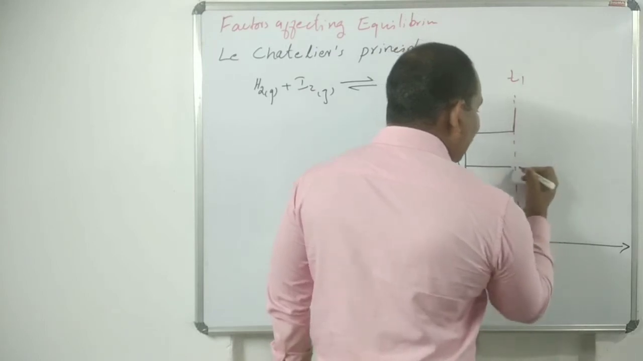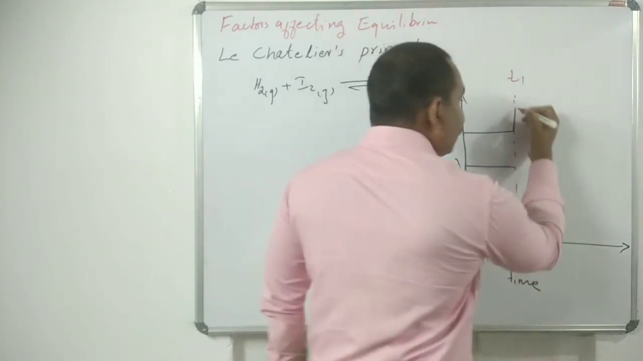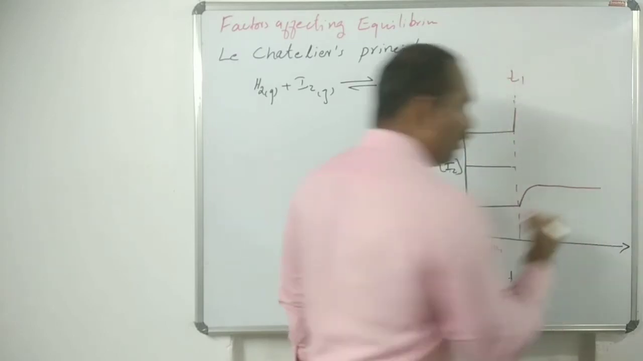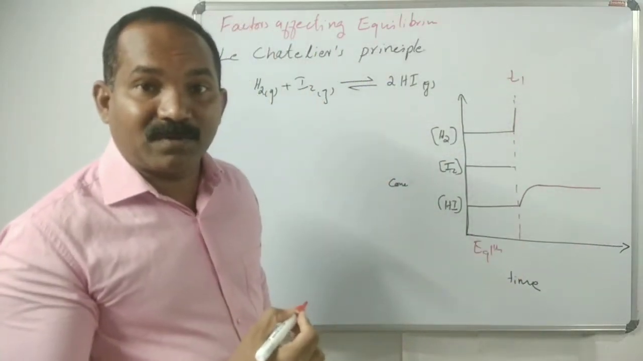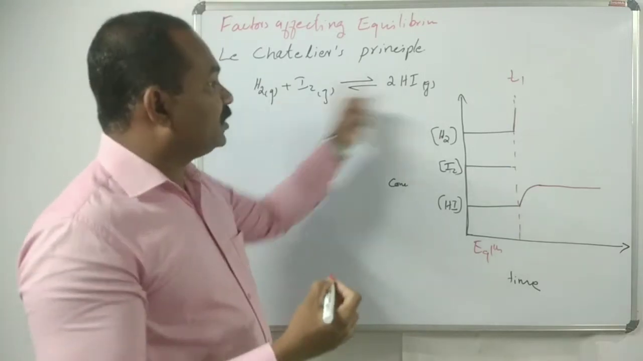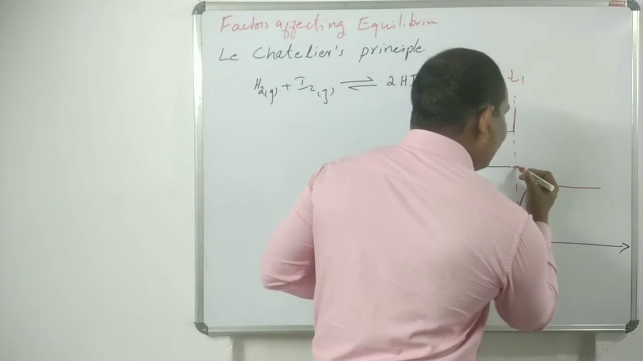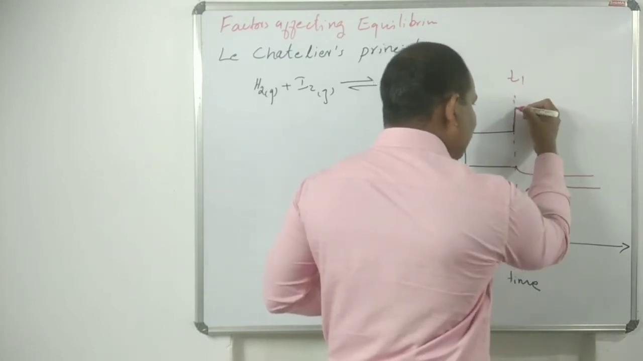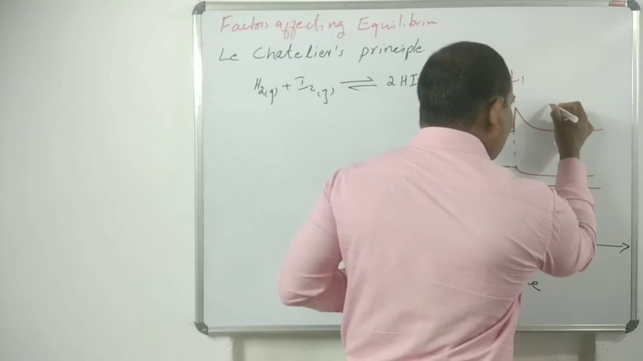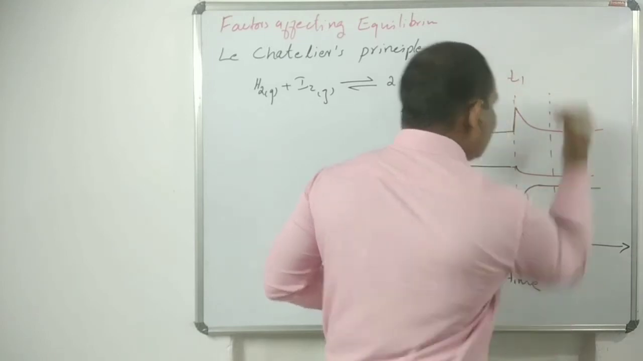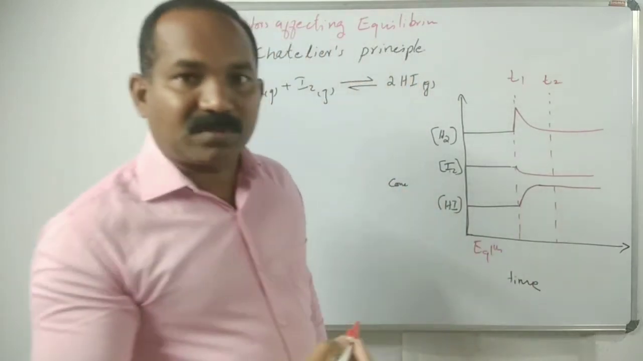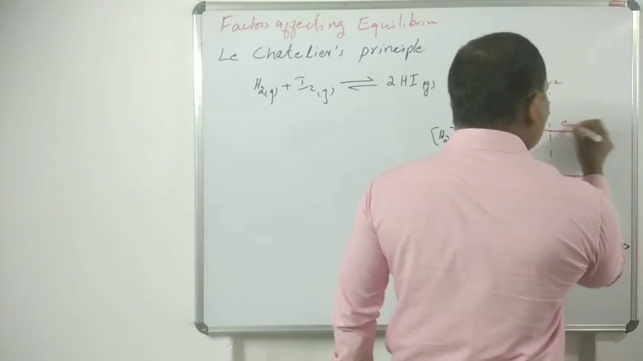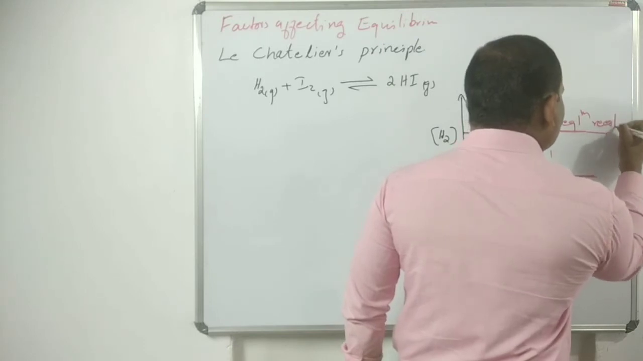Then more hydrogen iodide is formed. The equilibrium is shifted to the right side, and the amount of iodine decreases. Also, the concentration of hydrogen increases at a particular stage, then it also decreases. Now, after some time, this is time T2. After some time, the equilibrium is re-established.